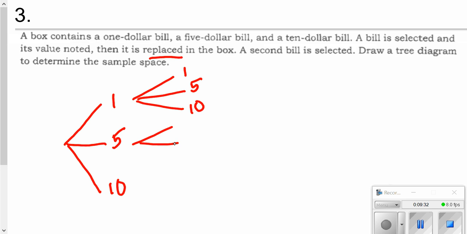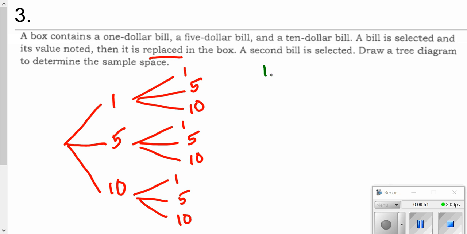Okay, same thing here. I put that first bill back in. Same thing here. I put the 10 back in. I could draw the 10 again, or the 5, or the 1. Okay, so if I were writing out the sample space, I'm going to have 9 options.